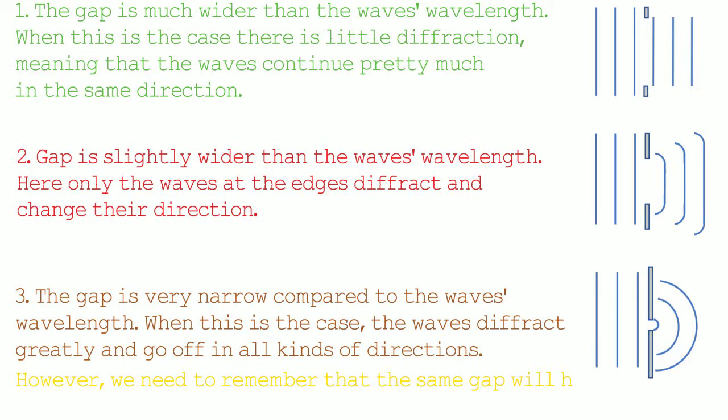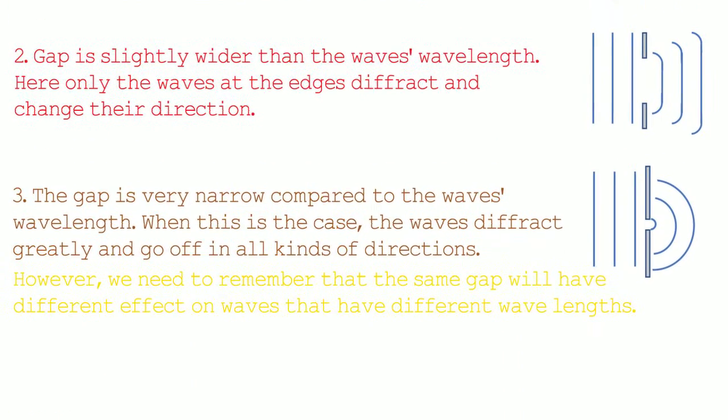However, we need to remember that the same gap will have different effects on waves that have different wavelengths. For example, suppose that we had two waves, one with a very long wavelength and the other one with a very short wavelength. We then make these two waves travel through the same size gap. When the very long wavelength travels through this gap, we could have scenario 3 occur, whereby the wave diffracts greatly. However, when we put the wave that has a very short wavelength through, scenario 1 could occur, whereby we have little or no diffraction. Therefore, the same size gaps will have different effects on different waves.